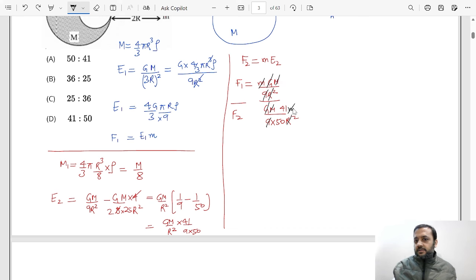So this m I had missed, so this m will also be present, which will also get cancelled. So if you see, this 50 by 41 will go in the numerator, and this will become 50 by 41. So option A will be the correct answer for this question.